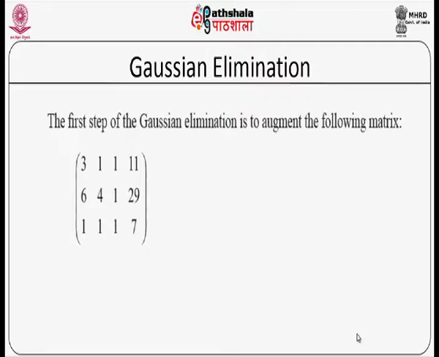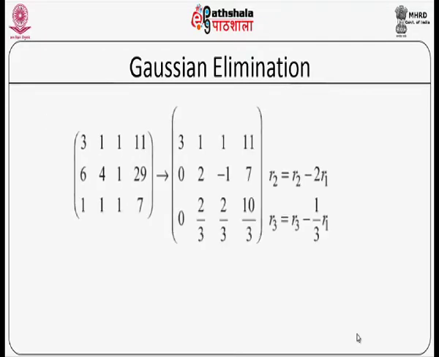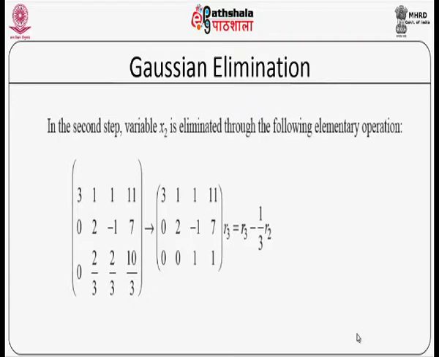Then we have seen that we have to keep 3 as the pivot, and we have to eliminate the corresponding coefficients in the other equations, and this is done by means of the elementary operations. So, you can see that using the transformations we have eliminated 6 as well as 1 of the third equations. Now, we can keep 2 as the pivotal element and we can eliminate 2 by 3 in the third equations.